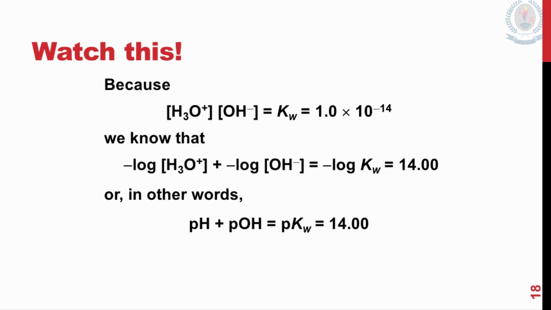Now watch this. This is a very important thing. I mentioned that by auto-ionization of water we made an expression for Kw, that is, Kw is equal to the concentration of hydronium ion and hydroxyl ion, and the value is 1 × 10^-14. So we know that minus log of H3O+ concentration and minus log of hydroxyl ion concentration is equal to minus log Kw, which is equal to 14.